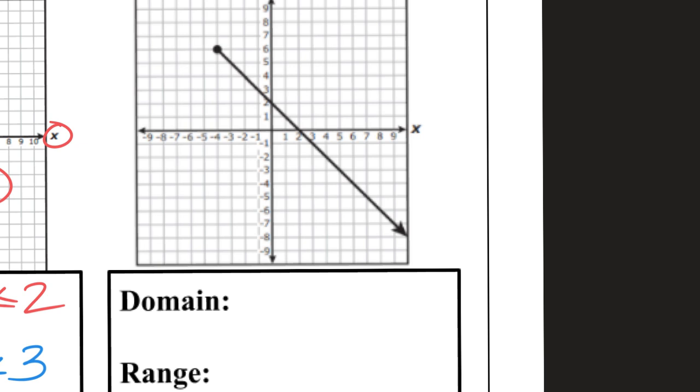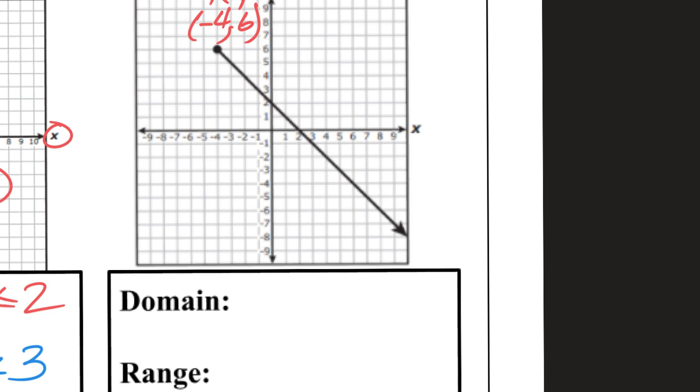On this one, you'll notice we only have one endpoint, so in our answer, we're going to end up having one number and one sign. All right, so let's find the ordered pair for that one. For this one, it's going to be -4, 6. That's my X and Y. So for my domain, we're going to use -4.